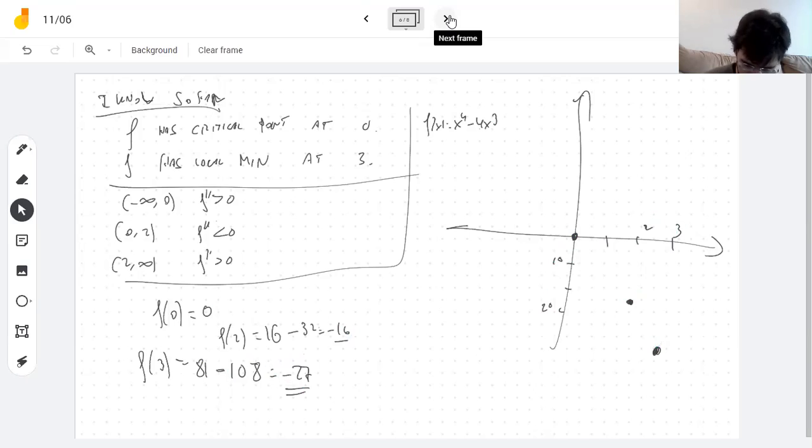So what do I know? I know here there's no local min at all. I know it goes from decreasing to decreasing. And here I have positive second derivative, so I should be drawing something that curves up. Here, I know the tangent is horizontal at zero. And then it's curving down up until I reach x equals two.